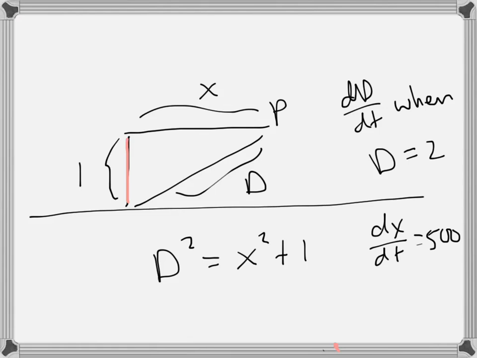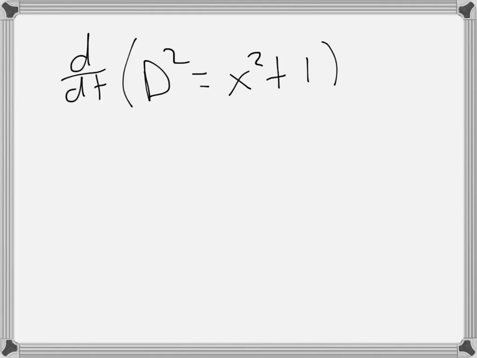So I've got my equation, d squared equals x squared plus 1. And it's plus 1, not y squared, because that altitude is a constant in this case. It's not changing. So if I take the derivative with respect to time, I get 2d dd/dt equals 2x dx/dt.